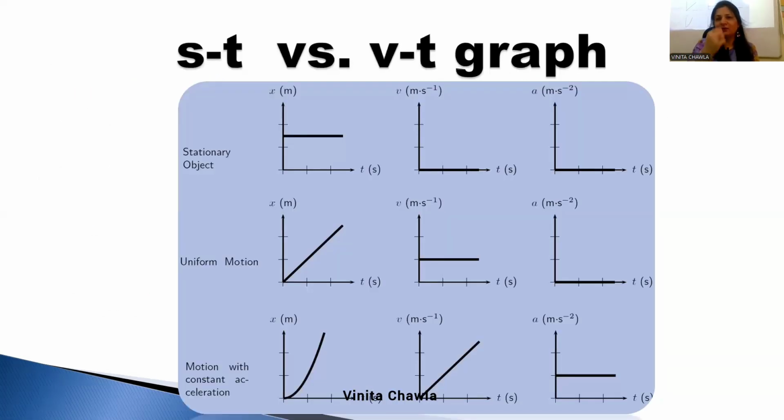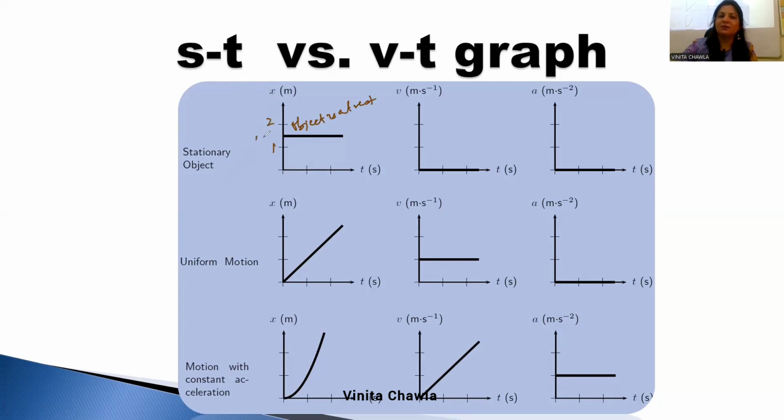So now we have ST versus VT graph. We can compare the graphs. So here we have AT graph as well, acceleration time graph. If the object is stationary, it is not moving at all. In that case, we can see object is not moving, object is at rest. Because object is at rest, its distance from the origin is constant.